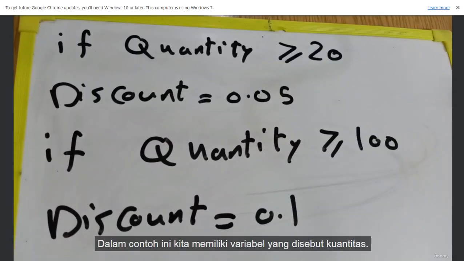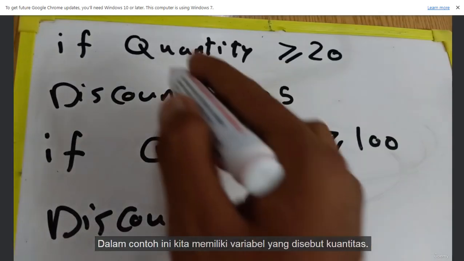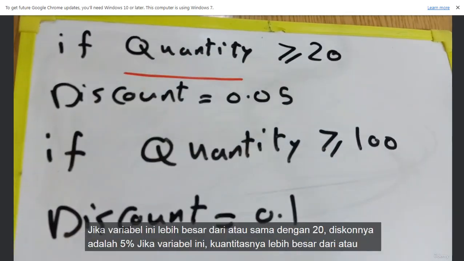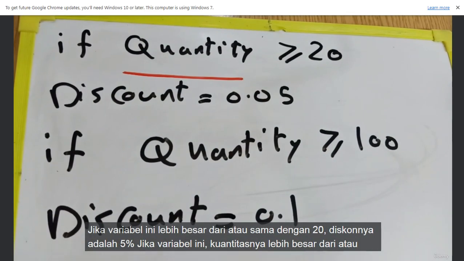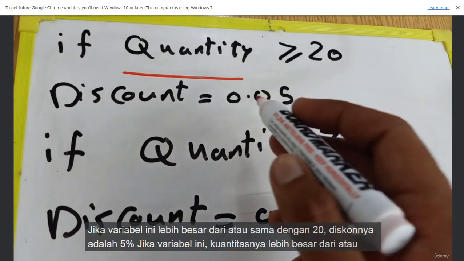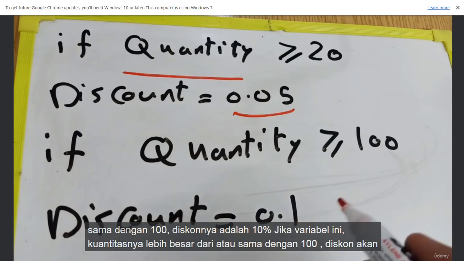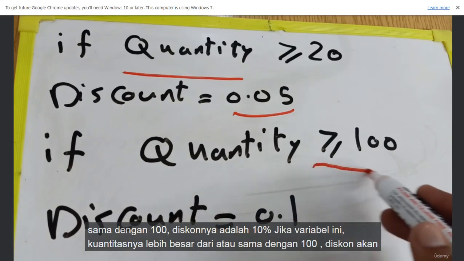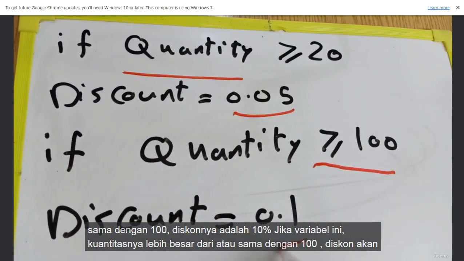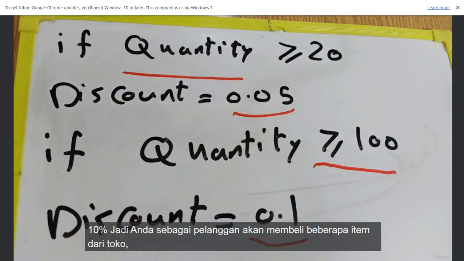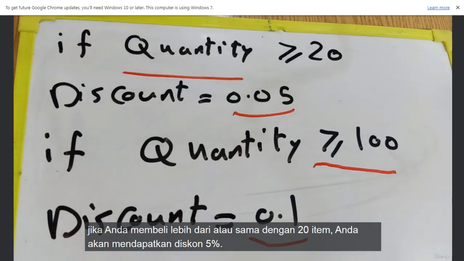In this example, we have a variable that is called quantity. If this variable is greater than or equal to 20, the discount will be 5%. If this variable, the quantity, is greater than or equal to 100, the discount will be 10%. So you as a customer will buy some items from the store. If you buy more than or equal to 20 items, you will get a 5% discount. If you buy more than or equal to 100 items, you will get a 10% discount.